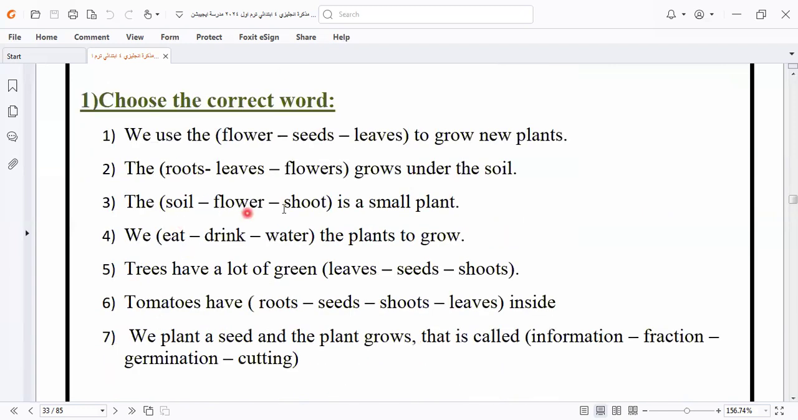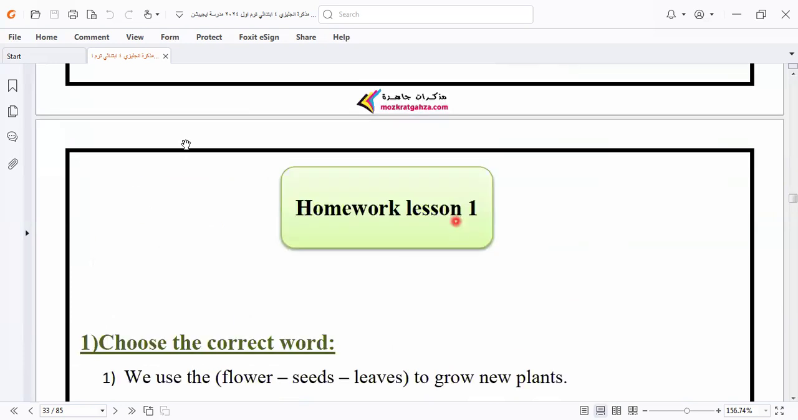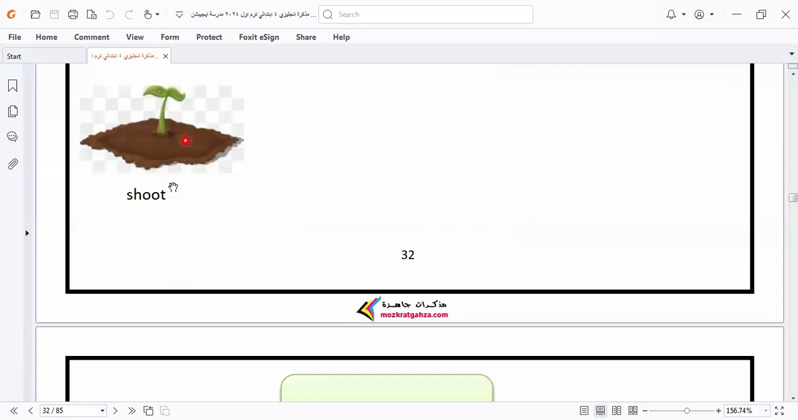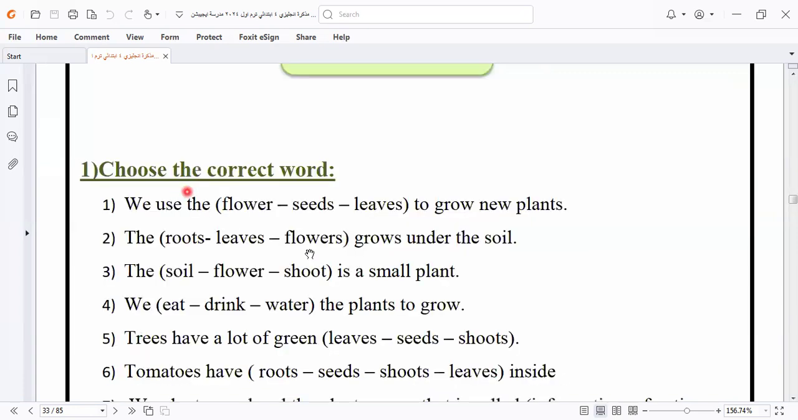The shoot is a small plant. Which is a small plant? This one. So this one is a small plant. So I select the shoot.